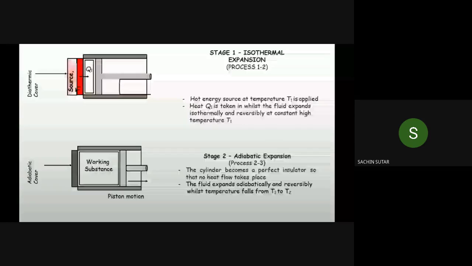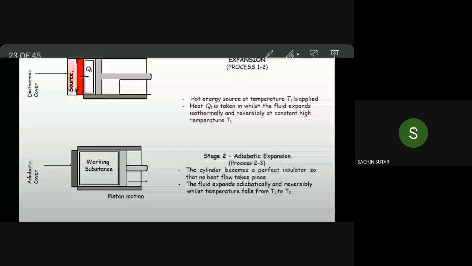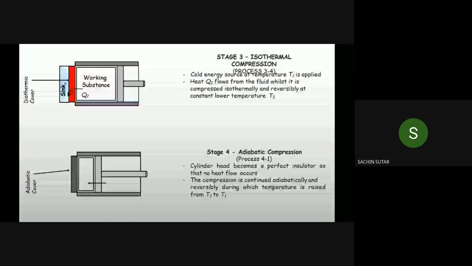Okay, so in that case, at temperature T2, the heat Q2 flows from the fluid, and it is compressed isothermally and reversibly at constant lower temperature T2. This lower temperature acts as a sink. So stage 3 is isothermal compression. At temperature T2, the heat is taken out from this substance, or rejected. Q2 amount of heat is rejected and supplied to the sink at temperature T2.